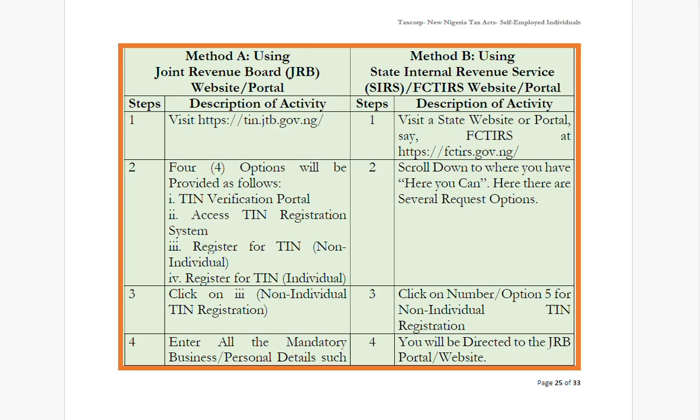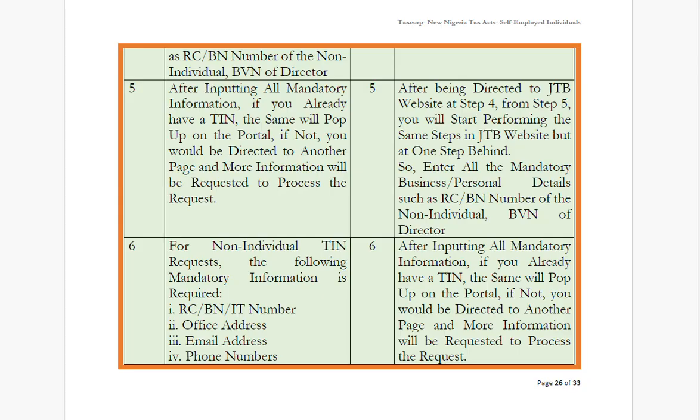non-individual TIN registration. Then 4, enter all the mandatory business personal details, such as the RC number of the enterprise or the business name number of the non-individual, then the BVN of director. 5, after inputting all mandatory information, if you already have a TIN, the same will pop up on the portal. If not, you will be directed to another page and more information will be requested to process the request. 6, for non-individual TIN request, the following mandatory information is required: RC slash business number, IT number, office address, email address, phone numbers.